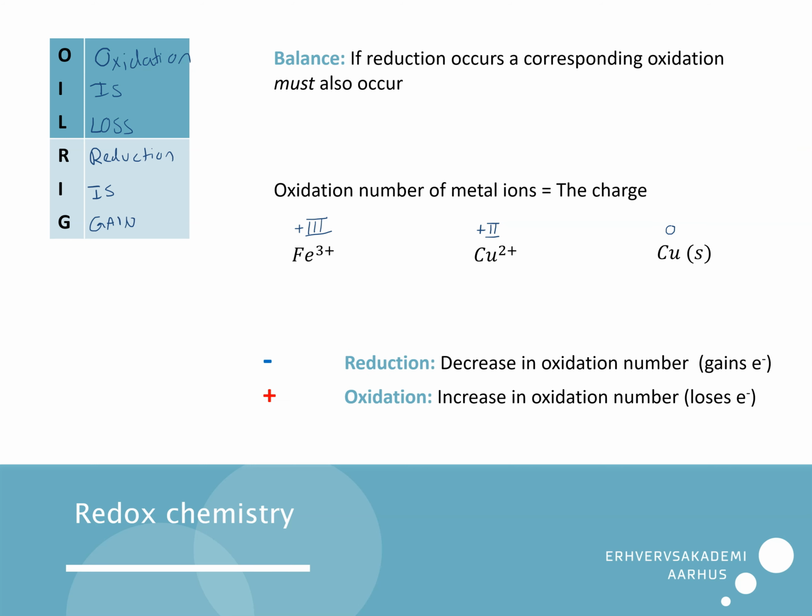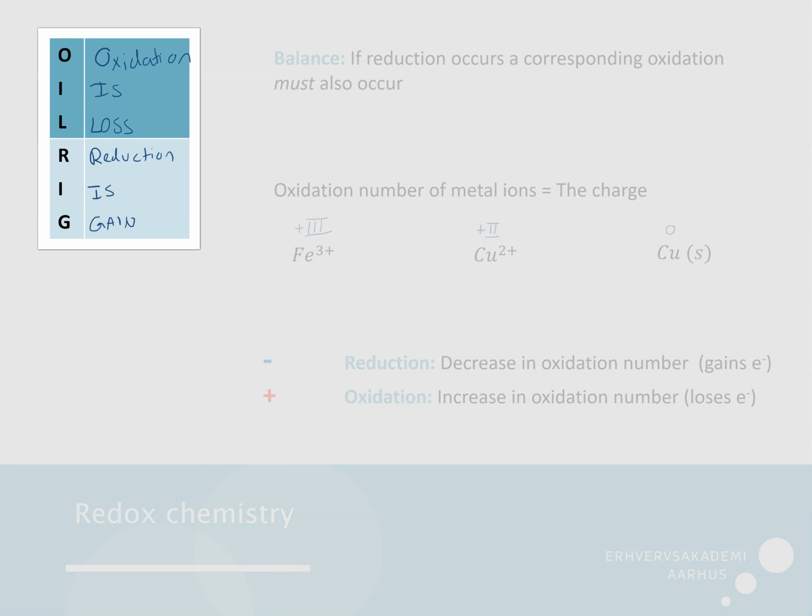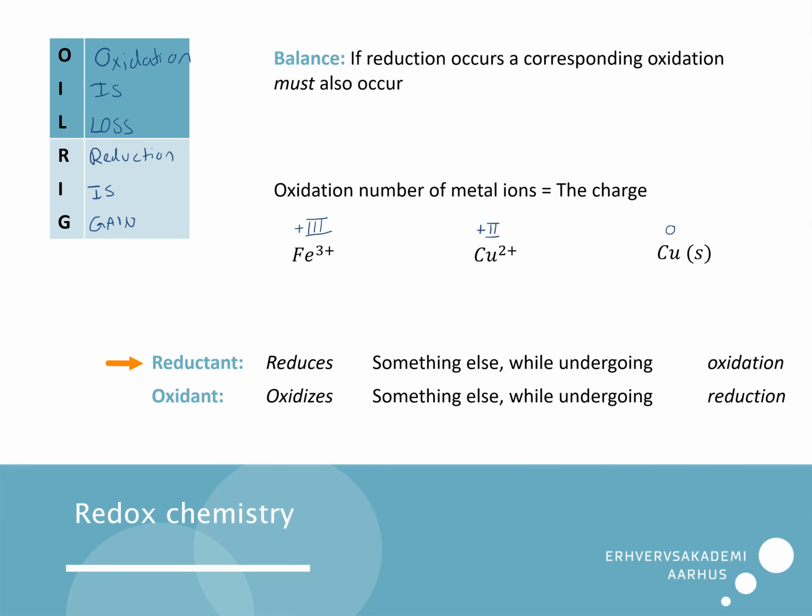Oxidation is an increase in oxidation number, i.e. a loss of electrons, while a reduction is a decrease in oxidation number, i.e. a gain of electrons. It's a good idea to have a memory trick for this because we now introduce the terms reductant and oxidant. A reductant is something that reduces something else, meaning that it donates electrons and must therefore undergo oxidation itself. Likewise, an oxidant is something that oxidizes something else, meaning that it steals the electrons and thus undergoes reduction itself.